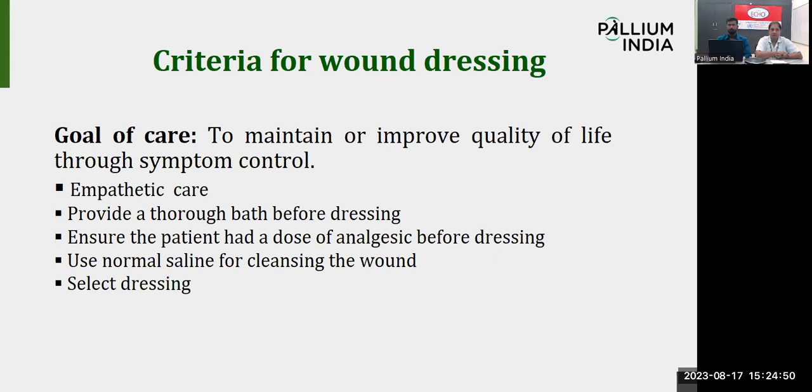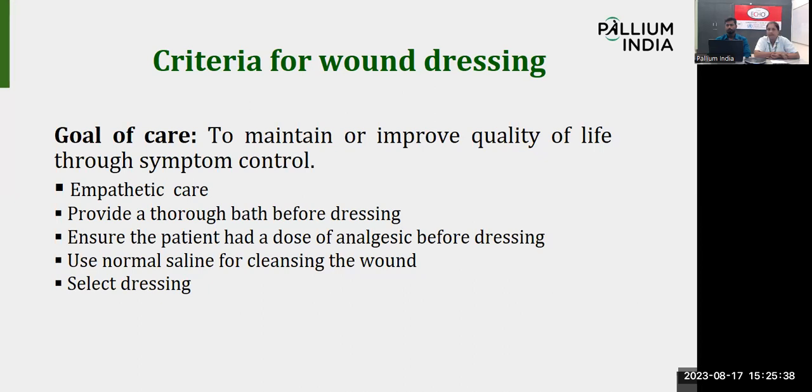Next, criteria of wound dressing. Okay, so for wound dressing, the main goal will be what? To maintain and improve the quality of life of the patient through symptom control. So what all symptoms will the patient be having? You can use the chat box. What all symptoms will the patient be having? I have already discussed four points in the principles. You can say that itself. By reducing the pain, by reducing the oozing, by proper dressing, then using antibiotics.